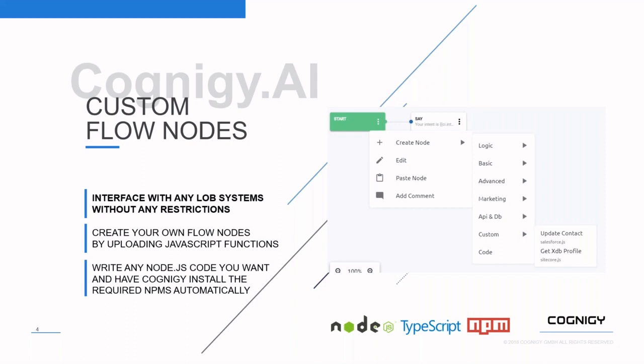So what you as a developer or you as a partner can do is you can write, for example, some Salesforce modules, or you can write Sitecore modules, and then you hook them into the flow here, and they can be used by your non-technical users just like they would use any nodes that come directly with Cognigy. So that makes integration with existing line of business systems a lot easier.